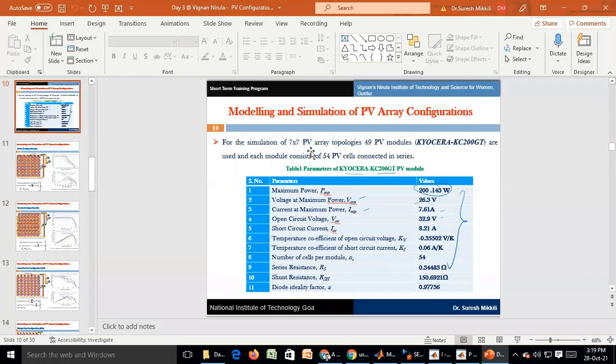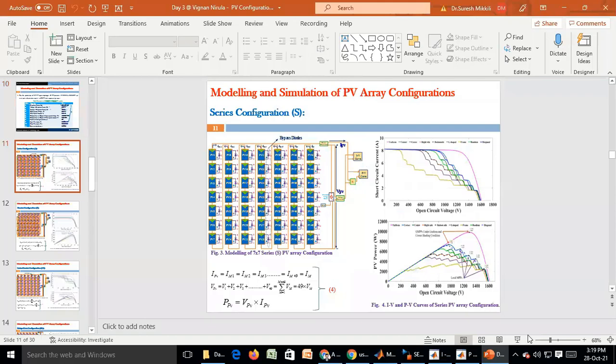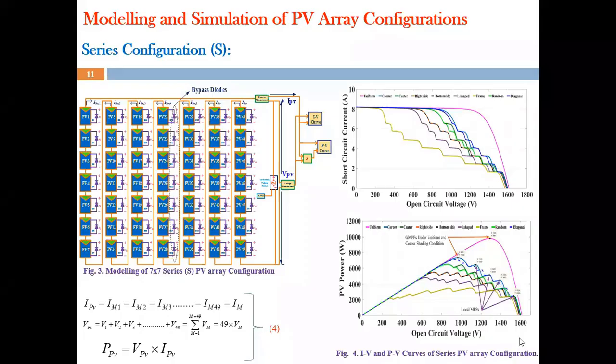So when you consider series, suppose if you see here, this is the series configuration. When you consider the series configuration, this is 49 PV panels I have considered, 1 to 49, all connected in series. Not 3 by 3 connected, all are connected in series. If it is series connected, the voltage across each panel is V1, V2, V3, V4 up to V49.